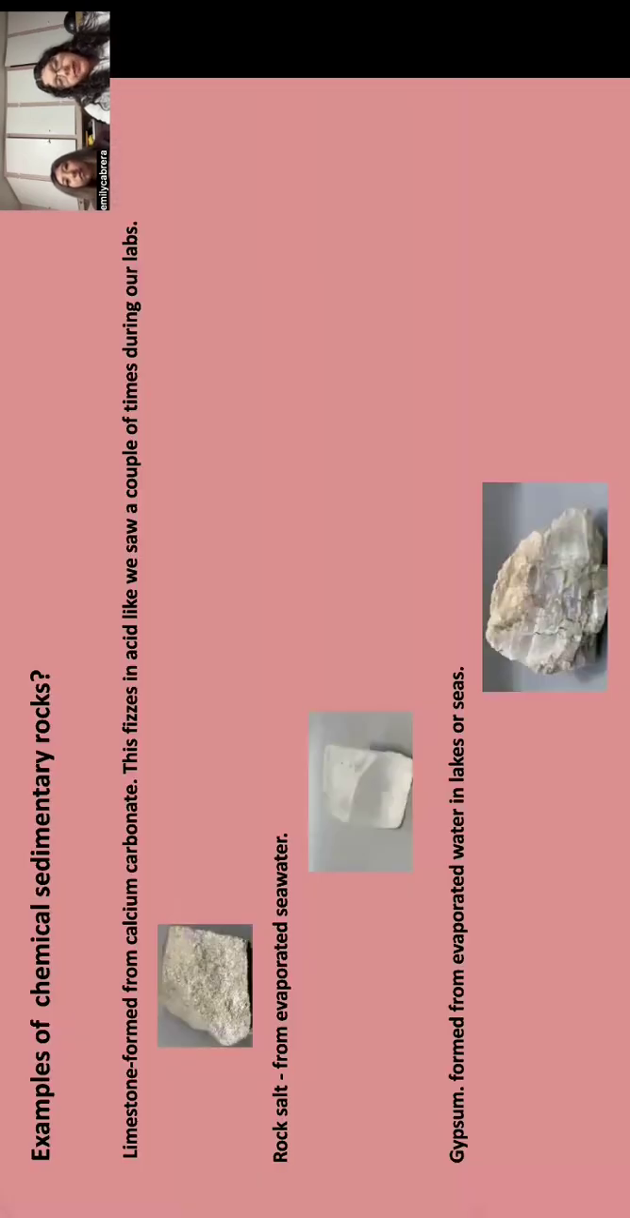A few examples of chemical sedimentary rocks are limestone, which is formed from calcium carbonate. We may remember this from lab. This fizzes in acid, which is a very easy way to identify it. And another example is rock salt, which is evaporated from seawater. This is also easily identified since it is almost see-through. And lastly, we have gypsum, which is formed from evaporated water in lakes or seas.